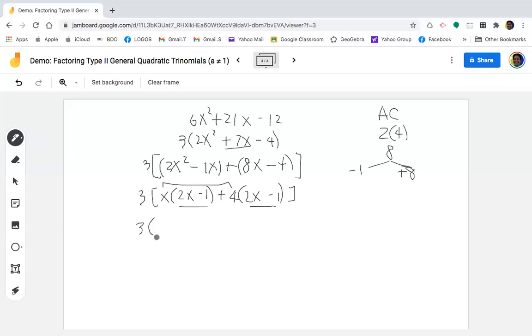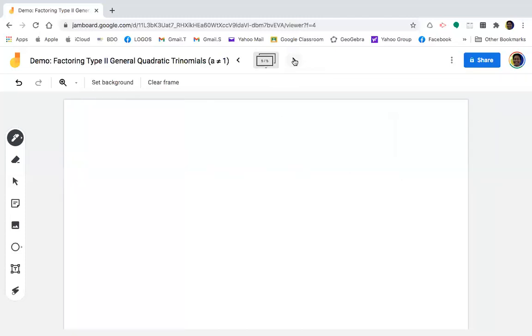Alright, so our factors will be 3x plus 4, and the common binomial, which is 2x minus 1. So there, those are the factors of the original trinomial. Alright, we have one more to go, and then we're done for this demo.